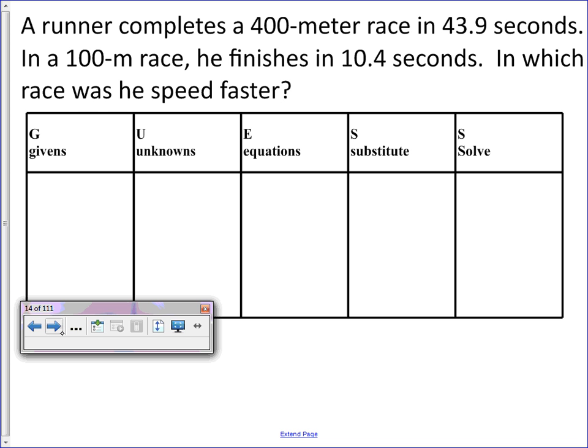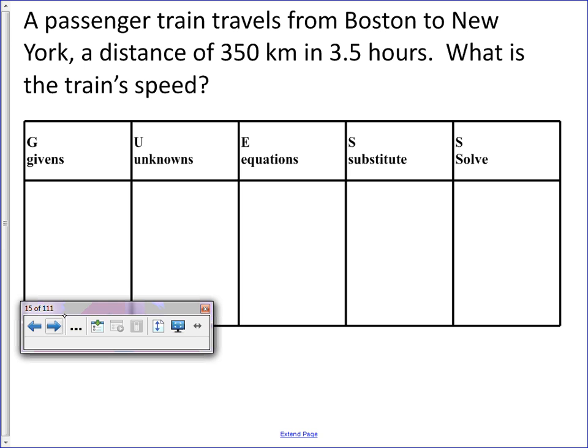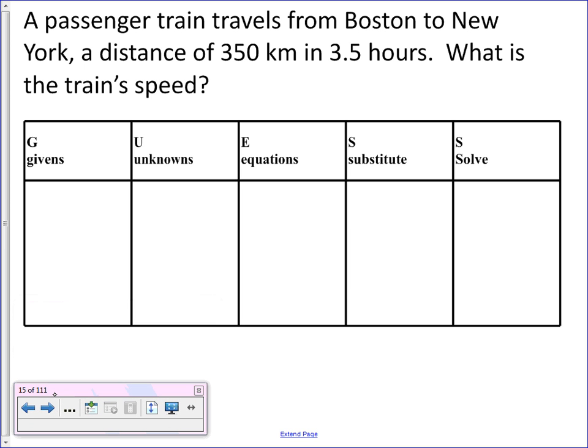So I'm going to give you a problem just to give you an idea of how GUESS works and some of these problems you're going to be encountering. So here we have a passenger train travels from Boston to New York, a distance of 350 kilometers in 3.5 hours. What is the train speed? Now you notice we're not using meters per second here, we're using kilometers and hours.